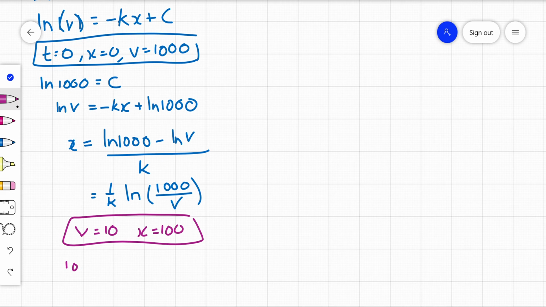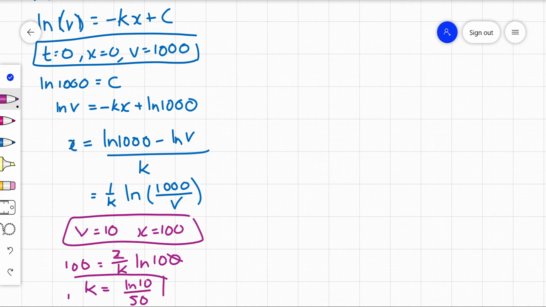So we've got 100 is 1 on k, and log of 1,000 on 10 is 100. Alright, so our k here is equal to, now 100 is 10 squared, so we could always make it 10 and put the 2 in front. So we're going to get 2 on 100, which is 1 on 50, so it's log 10 on 50. Alright, so there's our k value.